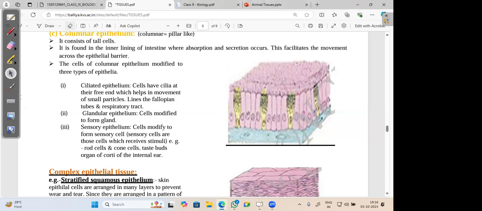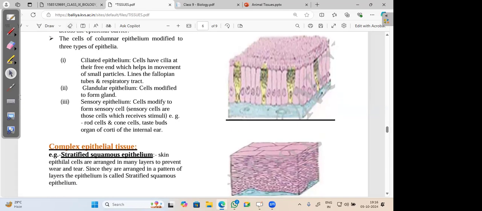Ciliated epithelium cells have cilia at their free end, which help in movement of small particles. They form the lining of the fallopian tube and respiratory tract. So whenever they have the presence of cilia, they are there to facilitate movement.